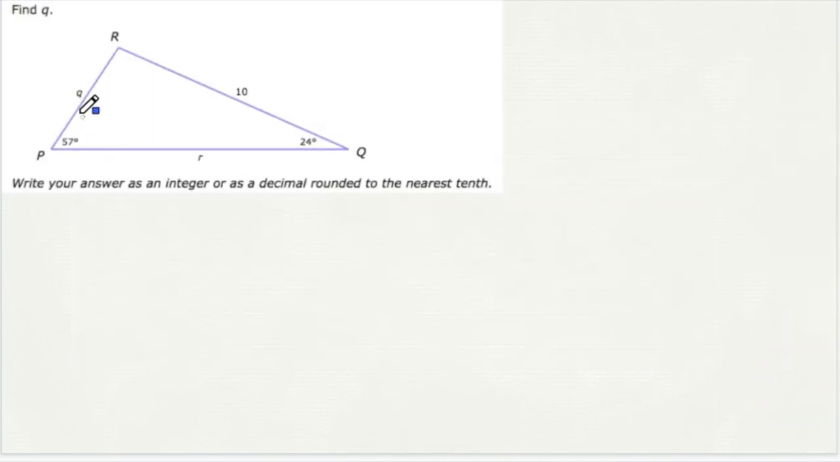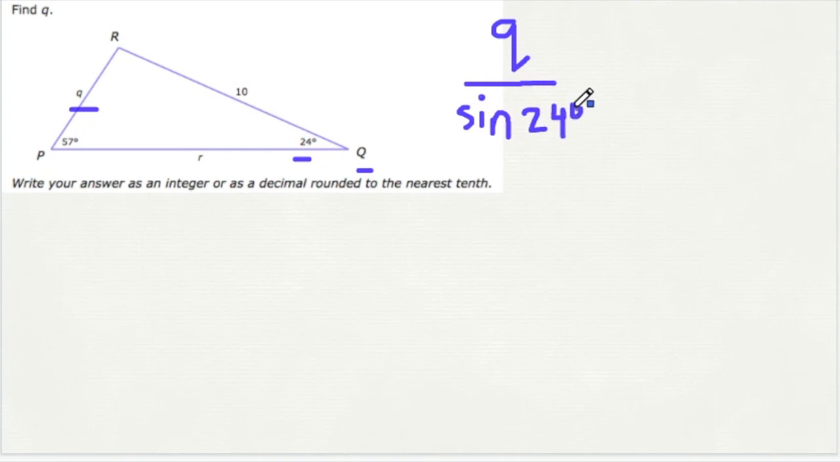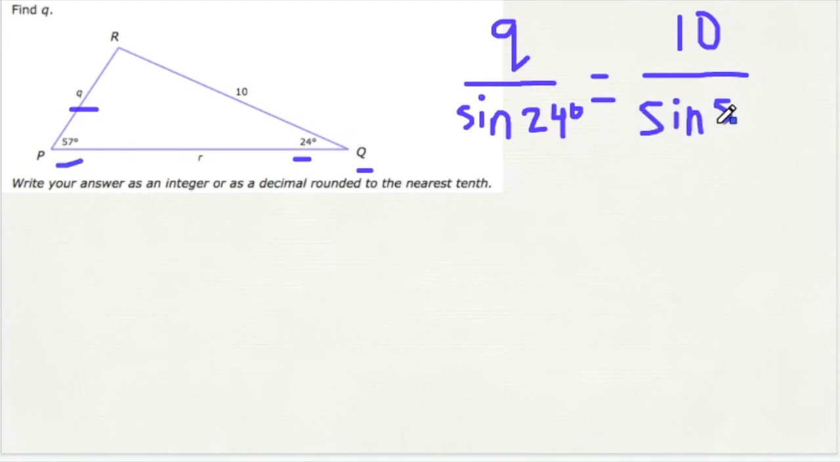We need to find Q, which is a side length. So I would use the side length as the numerator and the opposite angle as the denominator. So Q divided by sine of Q, which is 24 degrees, is equal to, well, I could use R, but there's no angles there, so I'm not going to use R. I'm going to use P, which is 57 degrees, and 10, which is the side length for P. So 10 divided by sine of 57 degrees.